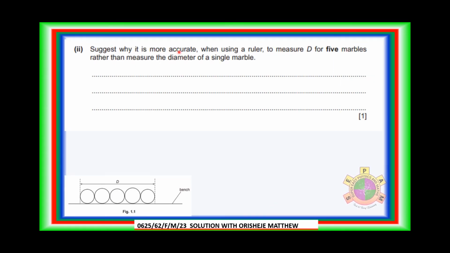Suggest why it is more accurate when using a ruler to measure D for 5 marbles rather than measure the diameter of a single marble. I've said it reduces the effect of uncertainties. The diameter of the marble varies and it is not constant.